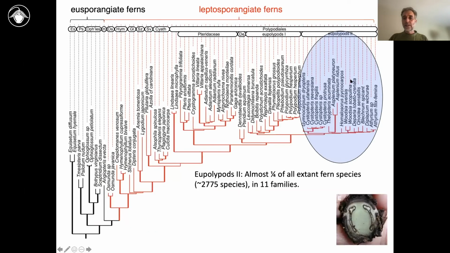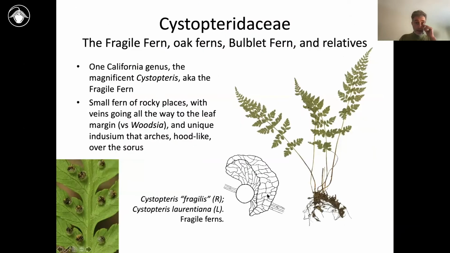So here's what they look like in terms of a phylogeny. This major clade up here. Here's the Eupolypods 1 that we just covered. So about a quarter of extant ferns are in this Eupolypods 2 group. A big group of ferns, and there's about 11 families of them. Fortunately, not all 11 families are here in California, so we don't have quite as many to deal with.